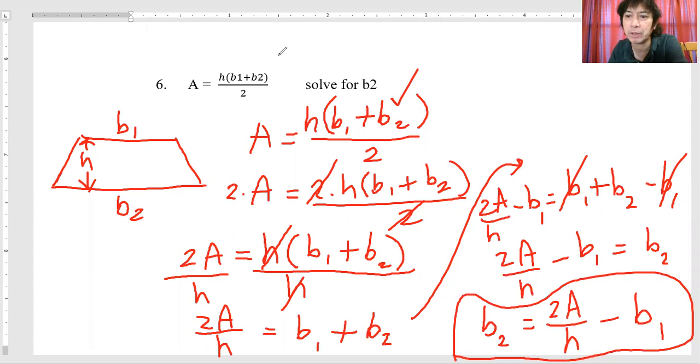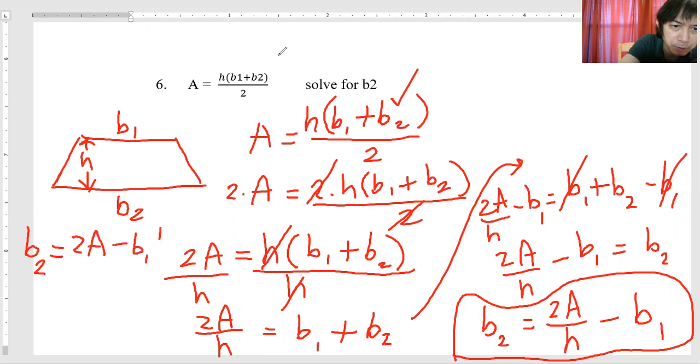So I hope you were able to get that solution. This is the way to solve literal equations. In some cases, there are other ways of simplifying this. You can also multiply the b1 by h over h so that you will have everything divided by h. I mean something like this. b2 can be written as twice area minus b1 times h, over h. There, like that.